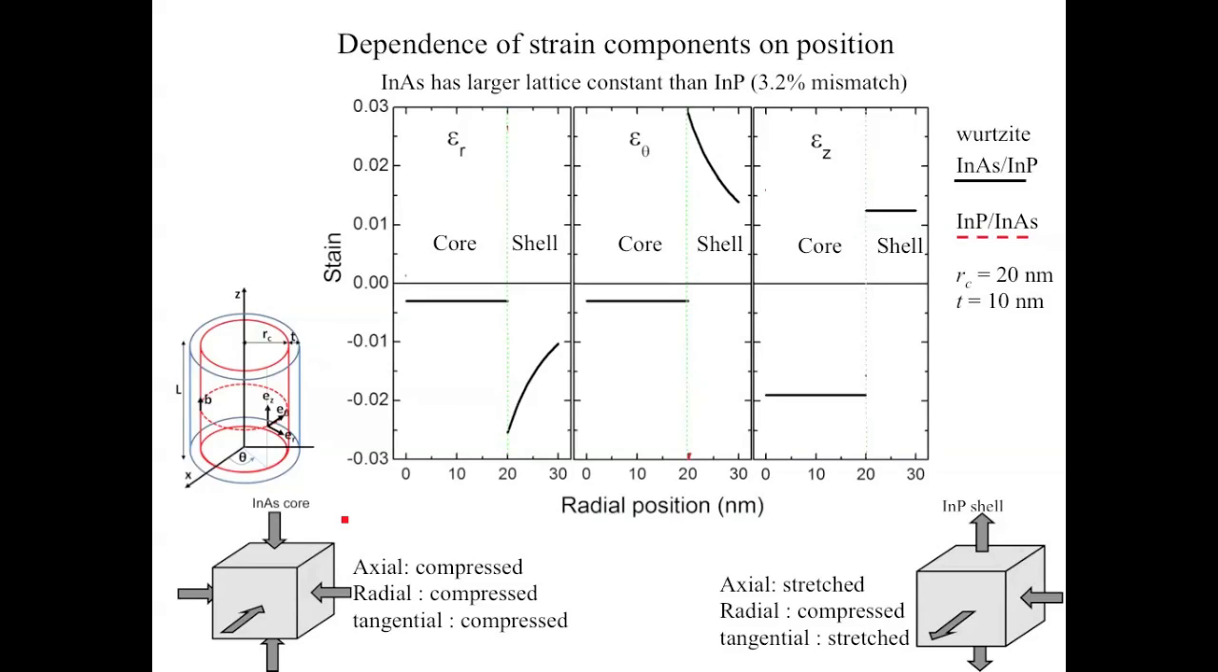One important thing here is that this tangential strain is position dependent. It just rapidly drops toward the surface. We did a similar calculation for an indium phosphide core, indium arsenide shell structure, where we see exactly the opposite sign for the strain.